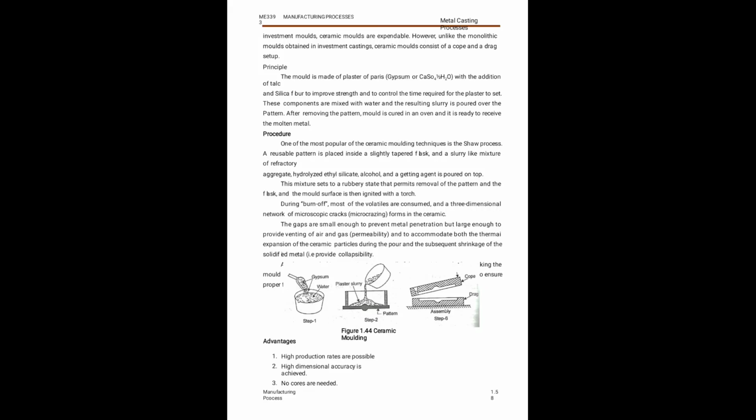One of the most popular of the ceramic mold techniques is the Shaw process. A reusable pattern is placed inside a slightly tapered flask, and a slurry-like mixing of refractory aggregate, hydrolyzed ethyl silicate, alcohol and a gelling agent for curing is poured on top. The mixture sets to a rubbery state that permits removal of the pattern and the flask.